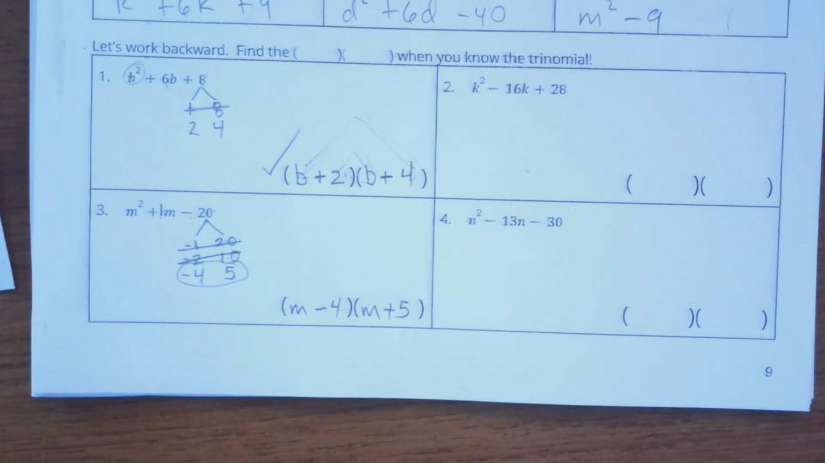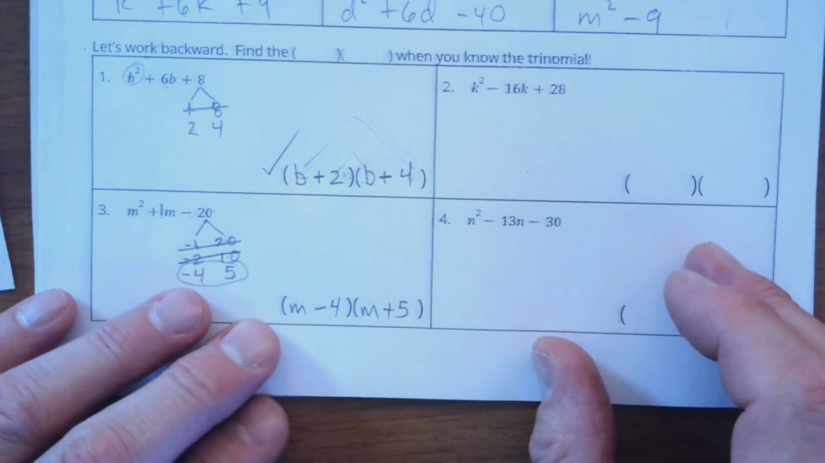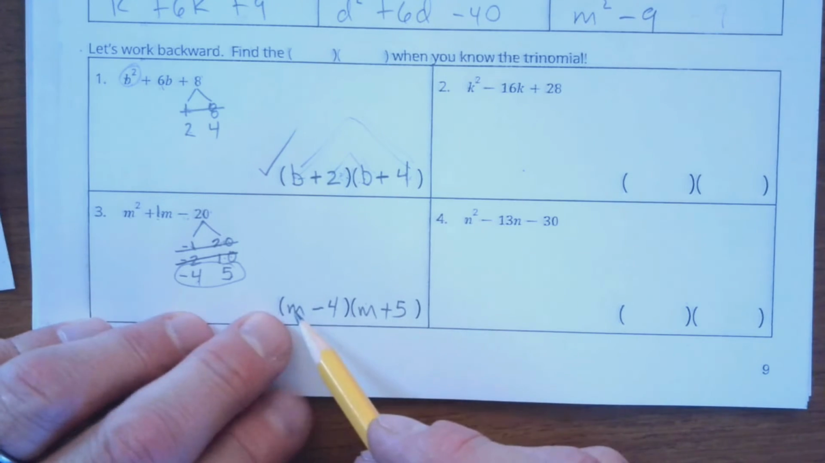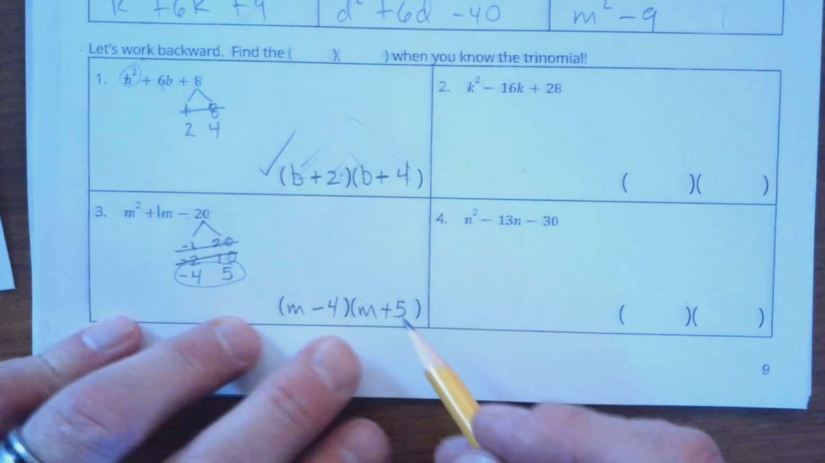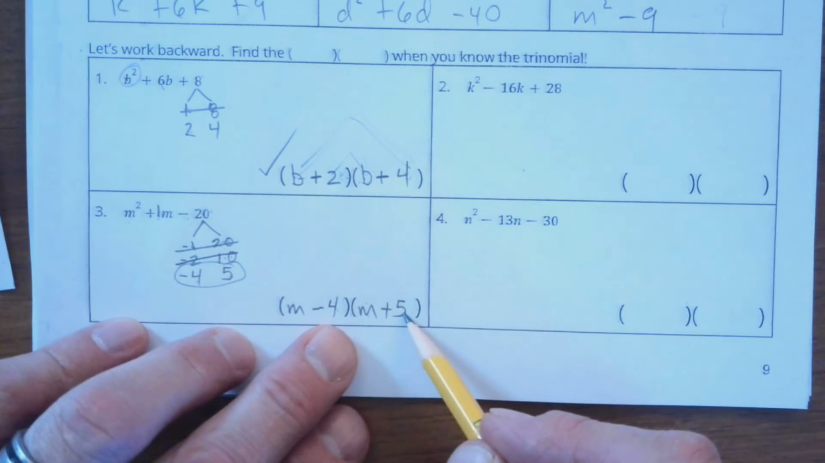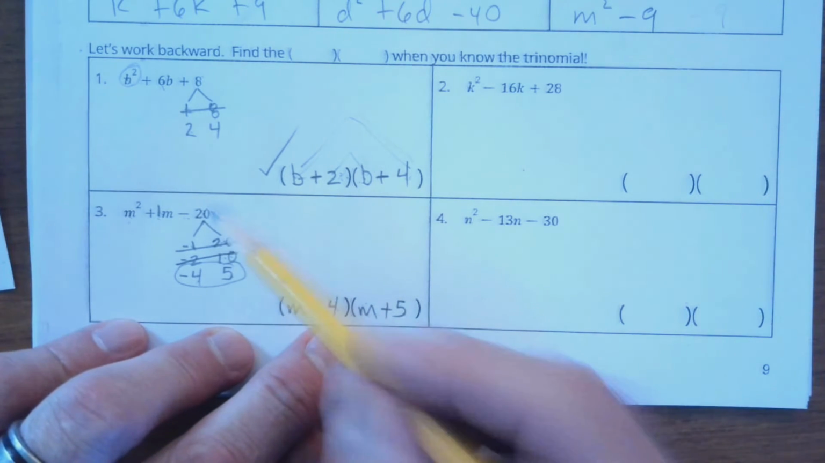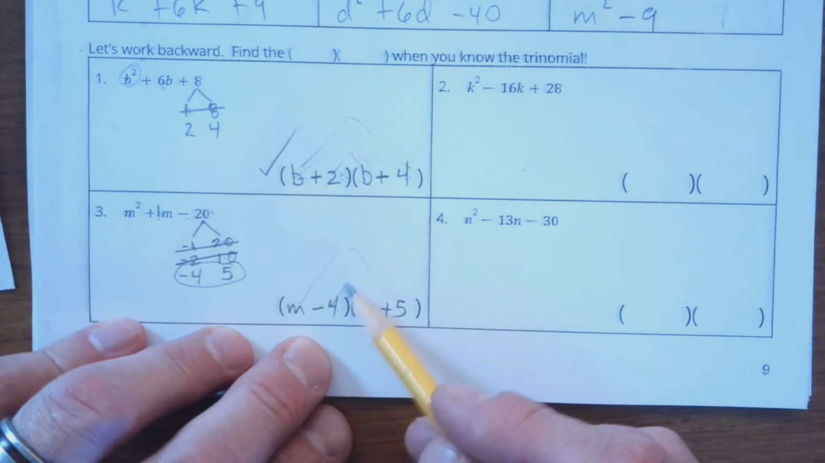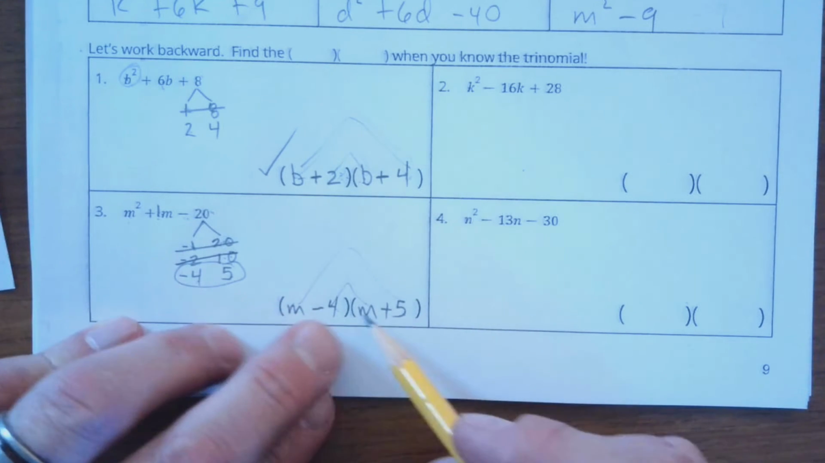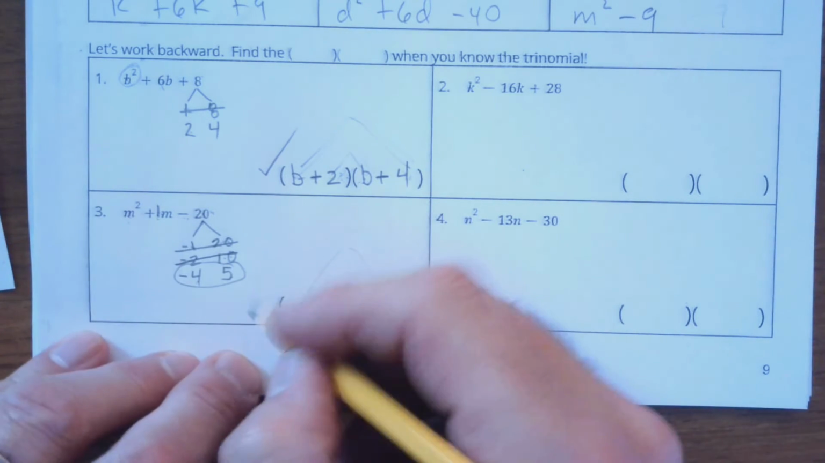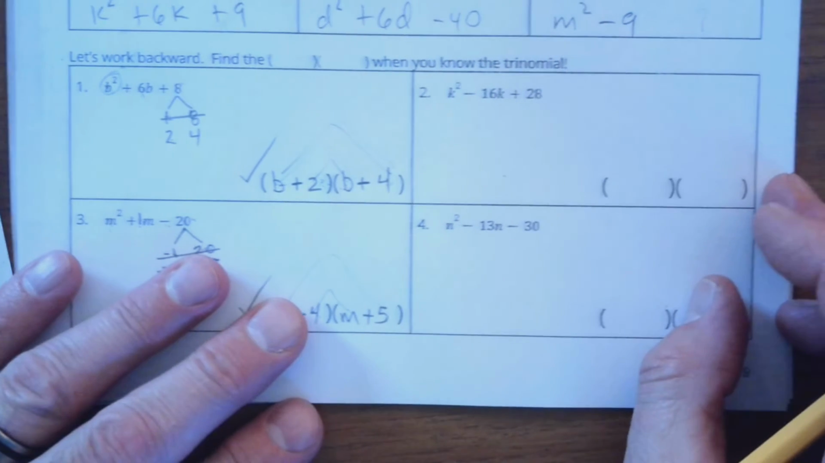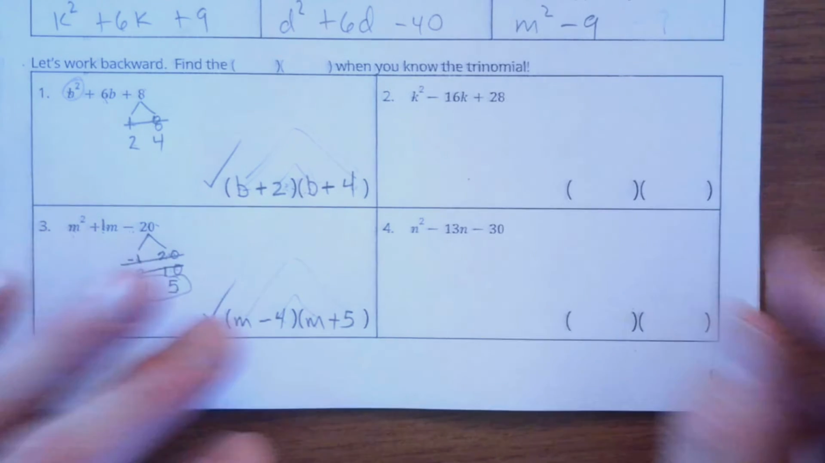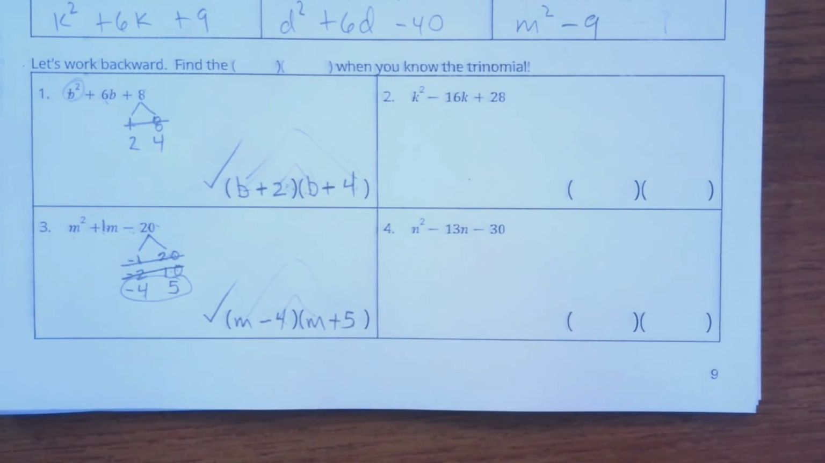Okay, so let's use FOIL to check this out. M times m, the firsts, is m squared. The lasts, negative 4 times 5, is negative 20. And then the outside and the inside, 5m minus 4m is 1m. We did this correctly. All right, let's keep moving on. We'll do 2 more examples.